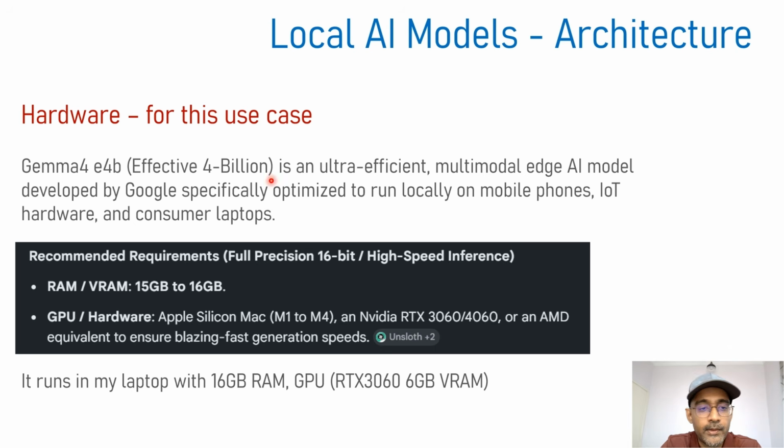The description from Google itself is ultra high efficient multi-model, run locally on mobile phones. I guess when you say mobile phones, you're talking about super high-end mobile phones and consumer laptops. The recommended specs: RAM minimum is 16 GB, and preferably you should also have a GPU or graphics processing unit. In my case, my laptop has 16 GB RAM and a GPU, an NVIDIA RTX 3060, which has 6 GB VRAM.